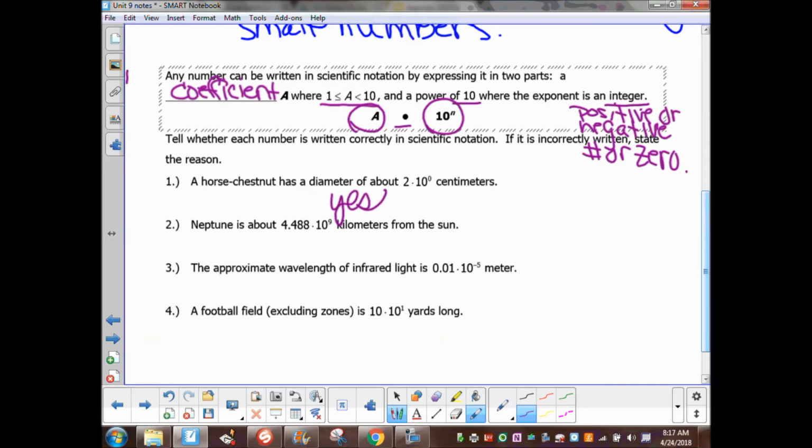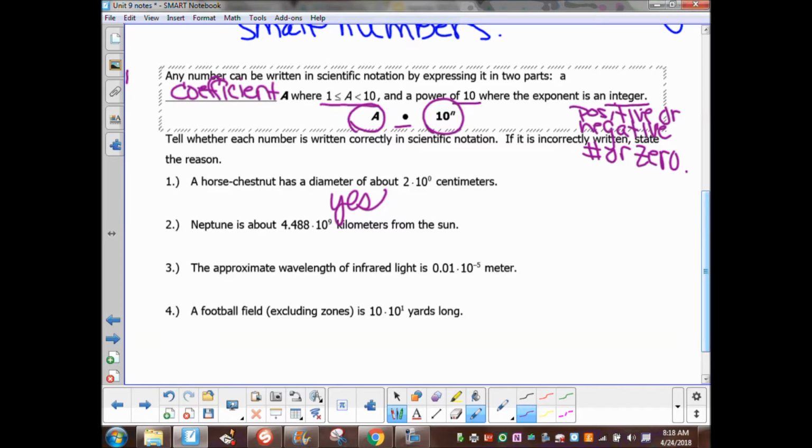Neptune is about 4.488 times 10 to the 9th kilometers from the sun. Is that written correctly? Is 4.488 somewhere between 1 but not including 10? Yes. Is 9 an integer? Is it a positive or negative number or 0?